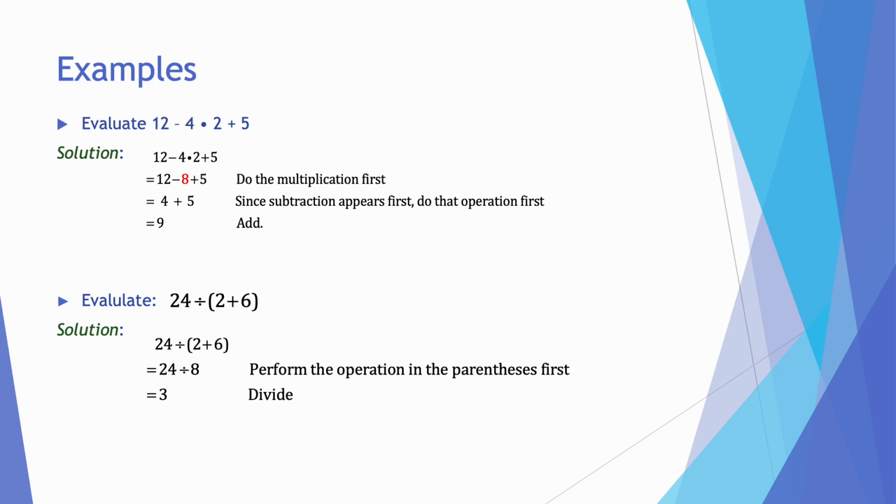In the second example, I have 24 divided by the sum of 2 plus 6. So because I have grouping symbols, I want to perform the operation in the grouping symbols first. So it becomes 24 divided by 8 because 2 plus 6 equals 8. And then I have 24 divided by 8, which is equal to 3.